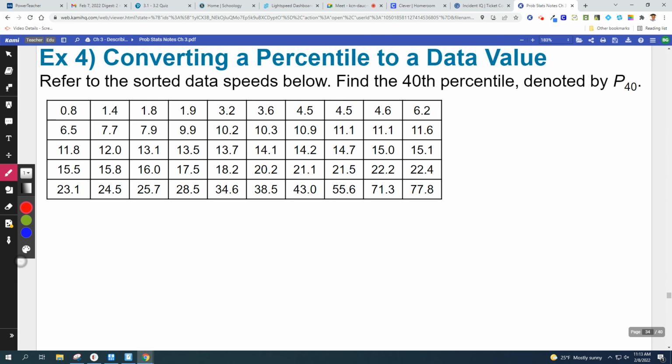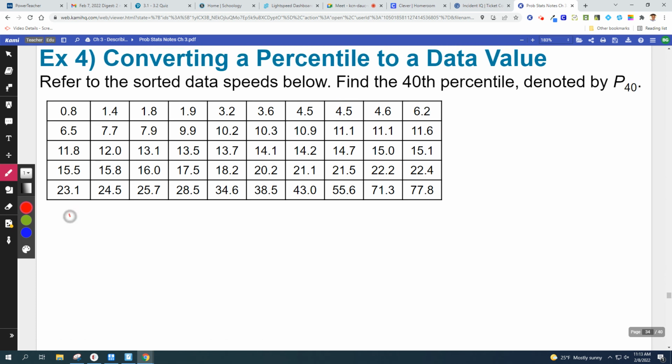So if we're doing this on that example, we want to go L equals K over 100 times N. So K is just that 40. We're finding the 40th percentile. So 40 over 100 times N, which was the number of numbers, that's 50. 40 times 50 is 2,000. Divide by 100, you're going to get 20. So what that means is there are 20 numbers below our number.